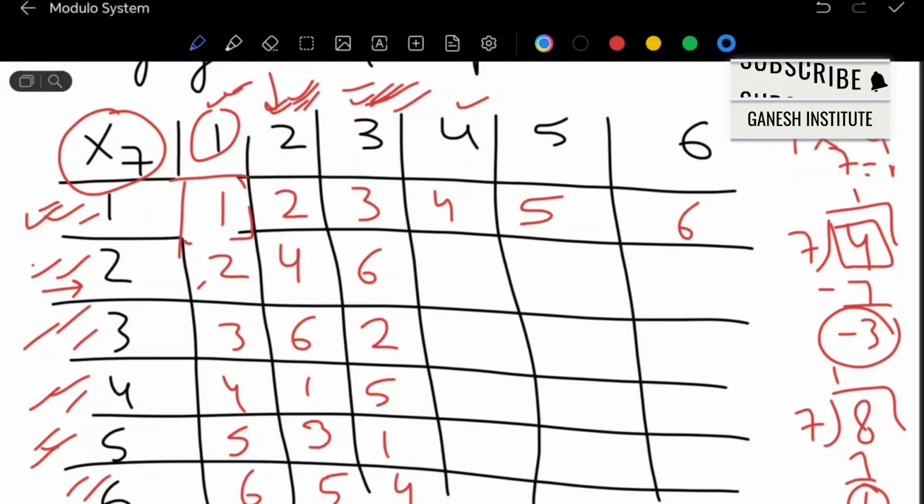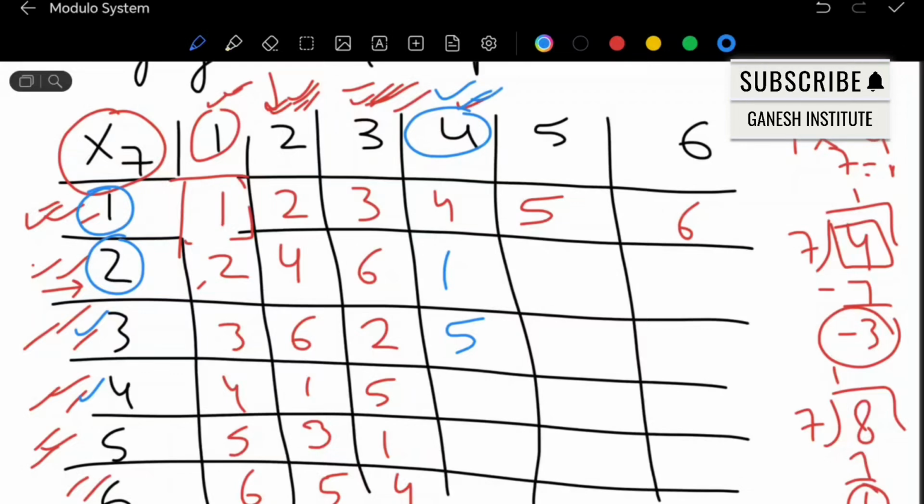Then you can have different numbers. 1 multiplied by 4: 4 ones are 4, remainder is 4. 2 multiply 4: 8 divided by 7, remainder is 1. Correct? 3 multiply by 4: 4 3s are 12, if divided by 7, the remainder is 5. 4 4s are 16; divide by 7, you will get 2 as remainder. 7 2s are 14, 2 is the remainder.